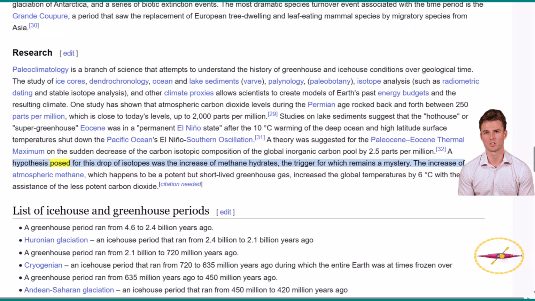A hypothesis posed for this drop of isotopes was the increase of methane hydrates, the trigger for which remains a mystery. The increase of atmospheric methane, which happens to be a potent but short-lived greenhouse gas, increased the global temperatures by 6 degrees Celsius with the assistance of the less potent carbon dioxide.